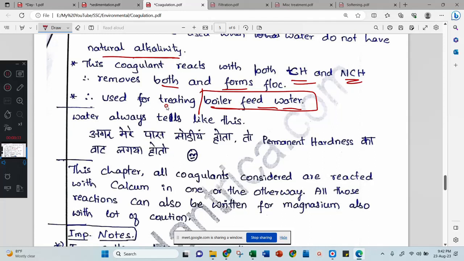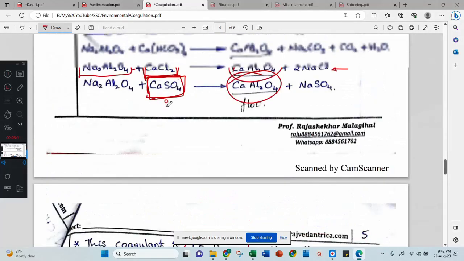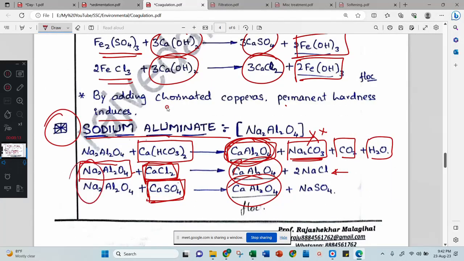Water always tells like this. In the last class also I told you, sodium means what? Always remember this: sodium is there means it will not make friendship with anyone. See here, sodium has a very good friendship with Cl, SO4, such things. But Cl and SO4, if that is with the Ca, it is permanent hardness. If this is with the Ca, this is permanent hardness.